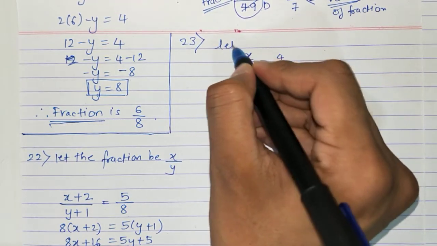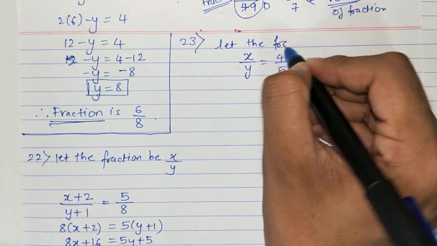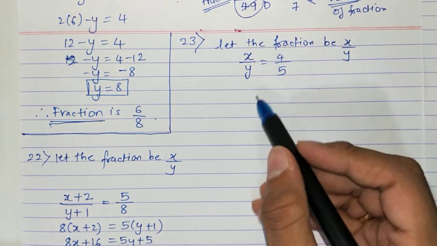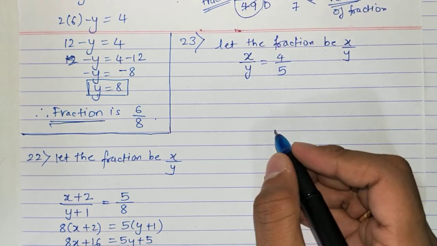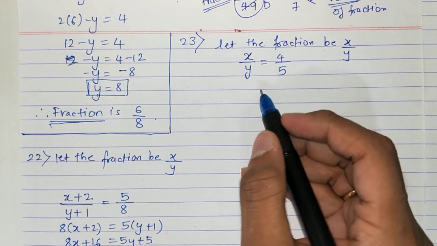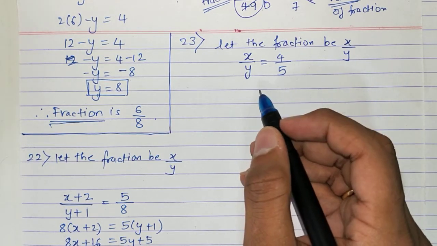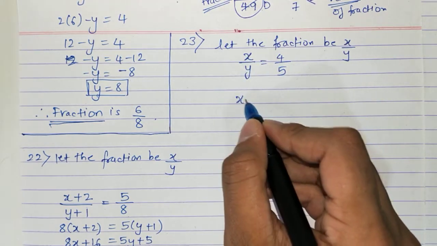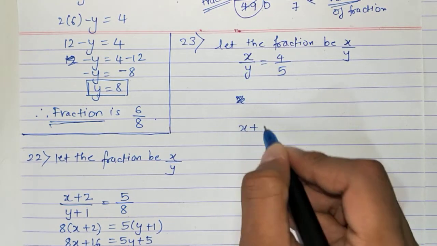First I will write here, let the fraction be x upon y. So the fraction's value is 4 upon 5. Now what they are saying is, when the numerator is increased by 9, I'll leave some space here.